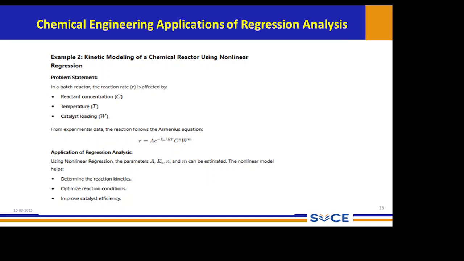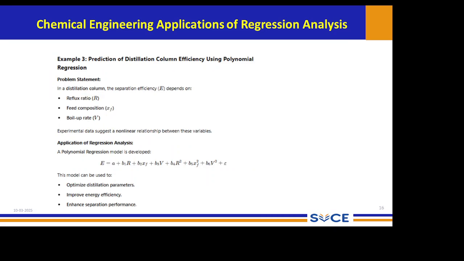Once you know the rate equation, R is equal to K into CA power N, reaction kinetics can be determined, the reaction conditions can be optimized, and the catalyst efficiency can be improved. So I hope you understood, from a chemical engineering perspective, how regression analysis will help you.